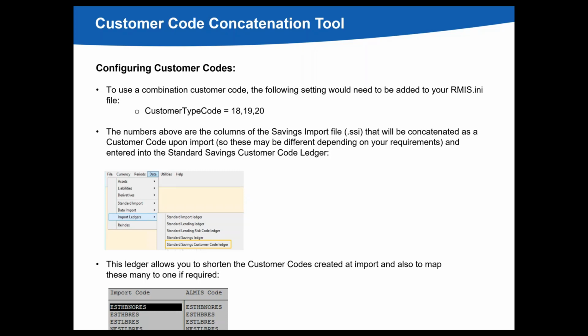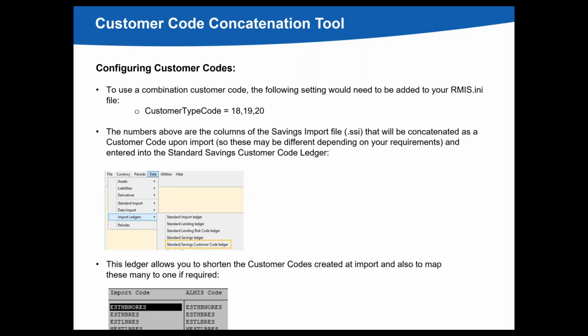Once the savings file is loaded in, it will add the selection of customer codes it's created to your standard savings customer code ledger, which is found under your import ledgers in middle office. This allows you to shorten them. Where I've used EST and NEST in my SAV code 1, I could have used established and non-established, and it would have been a lot longer. So this ledger lets us shorten the codes, and also map many to 1 if we require. We don't require every single combination of customer code. We can map them and reduce the number using this ledger.